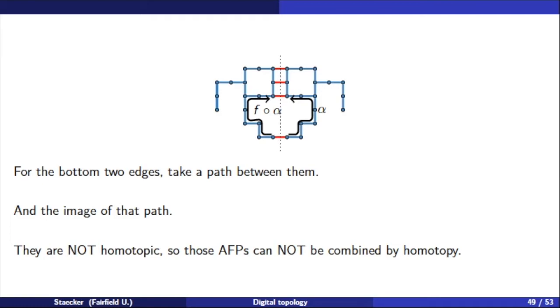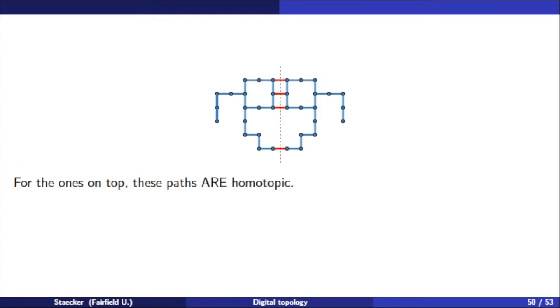I think it can work just the same way in digital images. So these cannot be combined by a homotopy. For the ones up here, though, maybe they can, because if you say take these two edges, the lower two from above the mouth, then you can make a path here, which is alpha, and the f of alpha is over here. And now they are homotopic here.